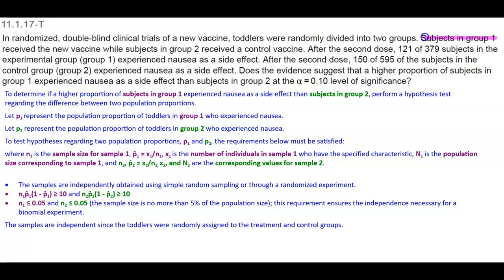that received the new vaccine, and then also we can see that after the second dose, 121 of the subjects in the experimental group of Group 1 experienced nausea as a side effect. And then we know that the subjects in Group 2 received the control vaccine, and then after the second dose, 150 of 595 subjects in the control group experienced nausea as a side effect.